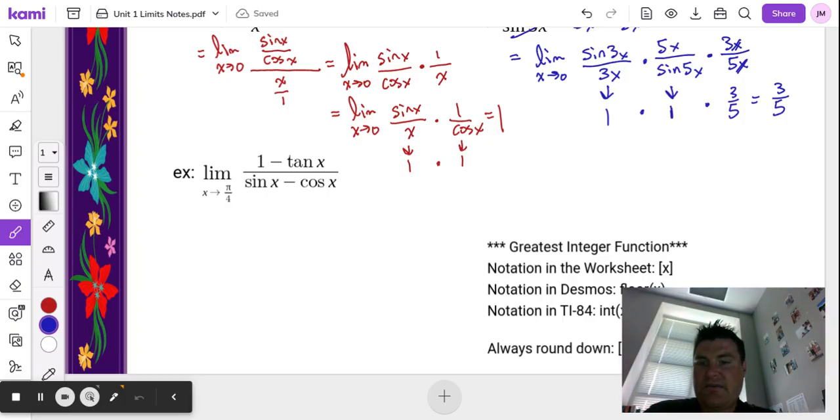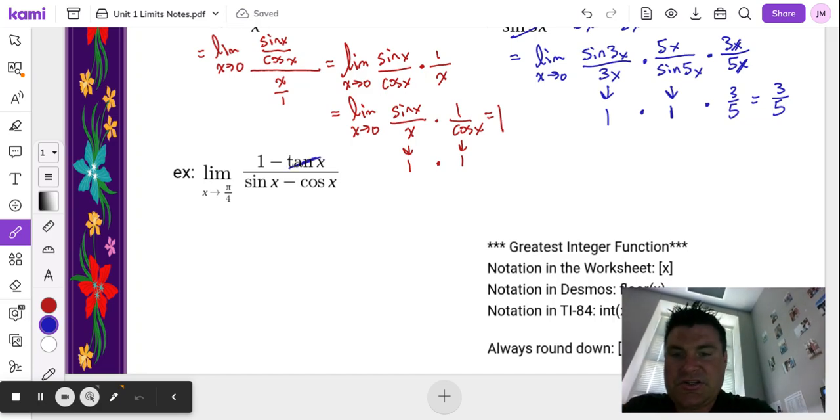So we have the limit as x approaches pi over 4 of 1 minus tangent x all over sine x minus cosine x. If I were to plug in the pi over 4, the numerator would become 0. The denominator would also become 0. So I'm going to need to manipulate this a little bit. As I mentioned before, if we just change the tangent to sine over cosine, we can use some trig properties to rewrite this ratio. So I'm going to rewrite this tangent as sine of x over cosine x.